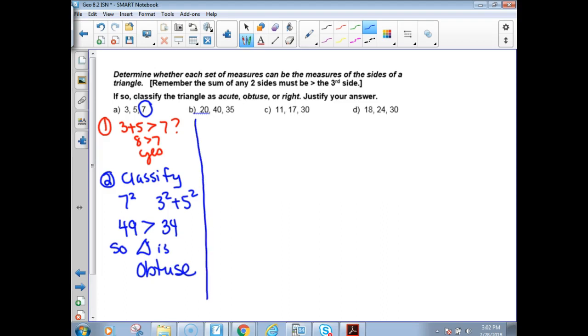All right. Try another one, B. First, determine whether you got a triangle or not. Take the smaller two numbers. Okay, 20 plus 35. Is that greater than 40? And the answer would be, of course, yes, 55 is greater than 40. So that means we have a triangle.